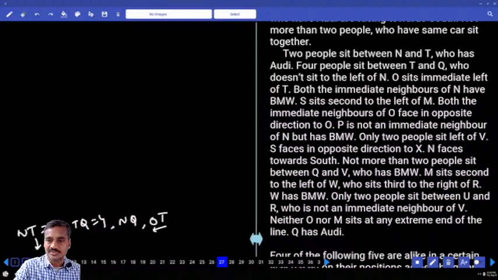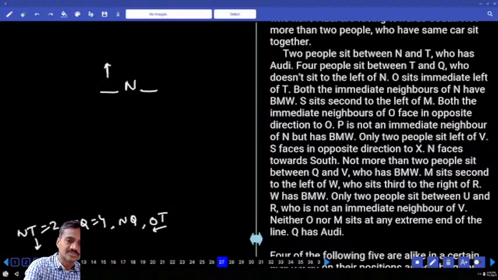And both the immediate neighbors of N have BMW. Now if N is here, let us fix this one N. Both the immediate neighbors of N have BMW, so these two persons must be facing towards north, because the persons who have BMW are facing north. Then what about the car N should have? N must have Audi, because not more than two people who have the same car are sitting together.